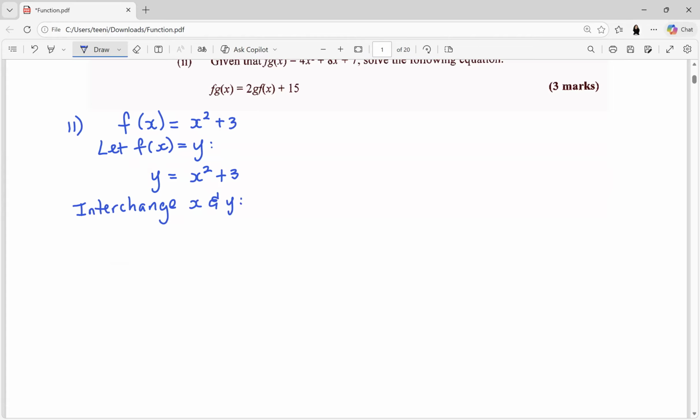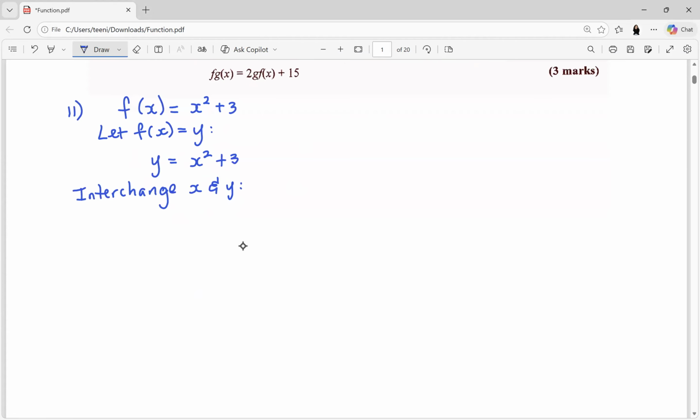If I want to interchange x and y, that means I'm swapping the positions. So wherever I have y, I'll replace it with x, and wherever I have x, I'll replace it with y. So what would the next line be, Amisha? Miss, I'm still kind of confused. Why are you confused?